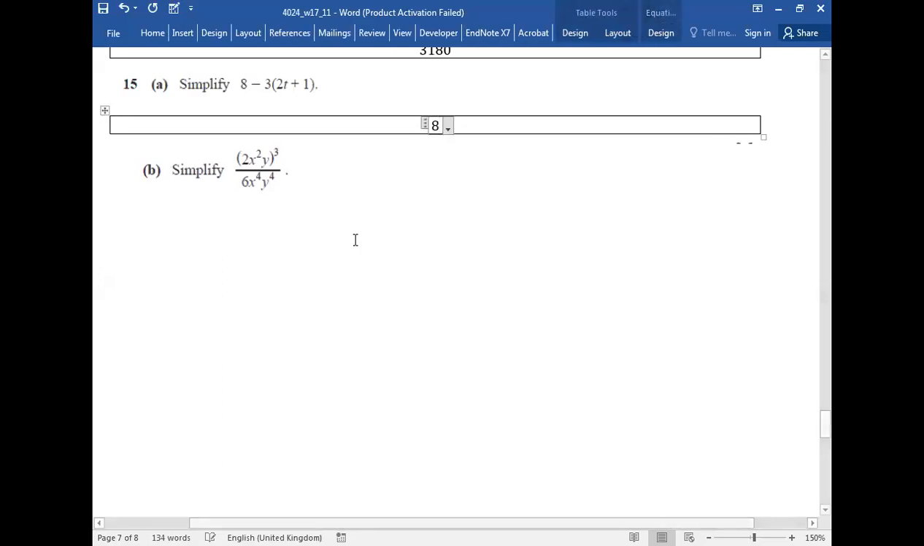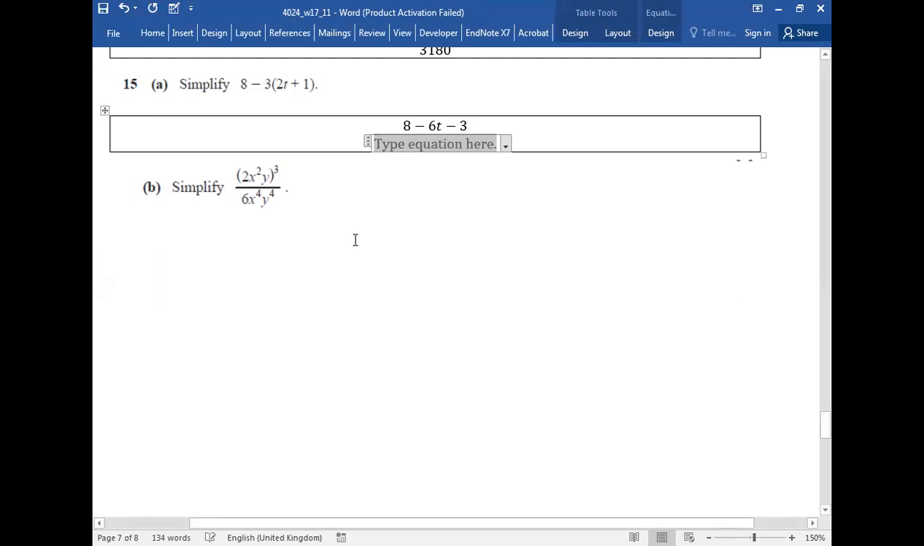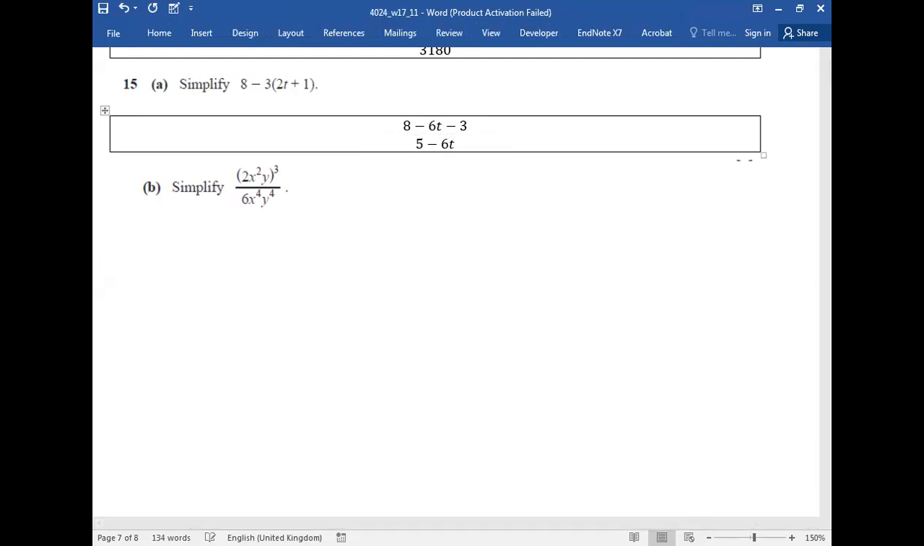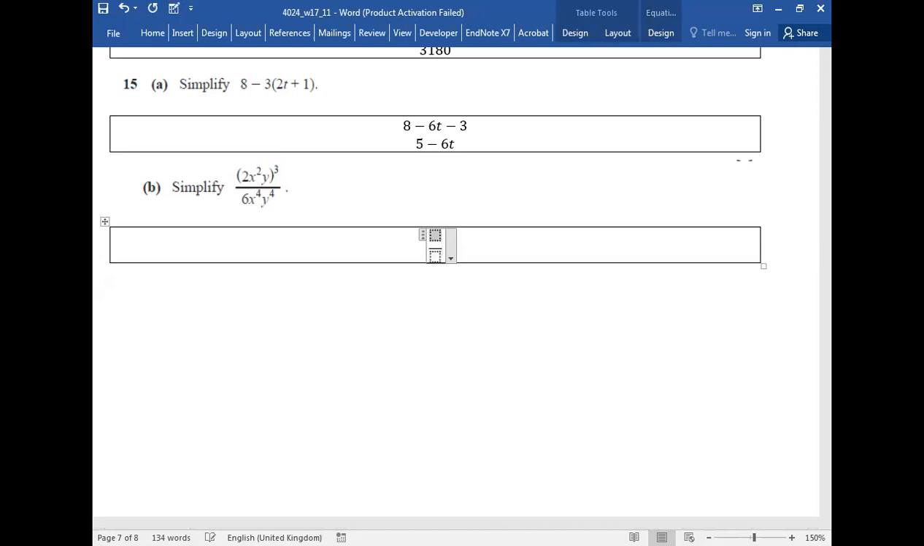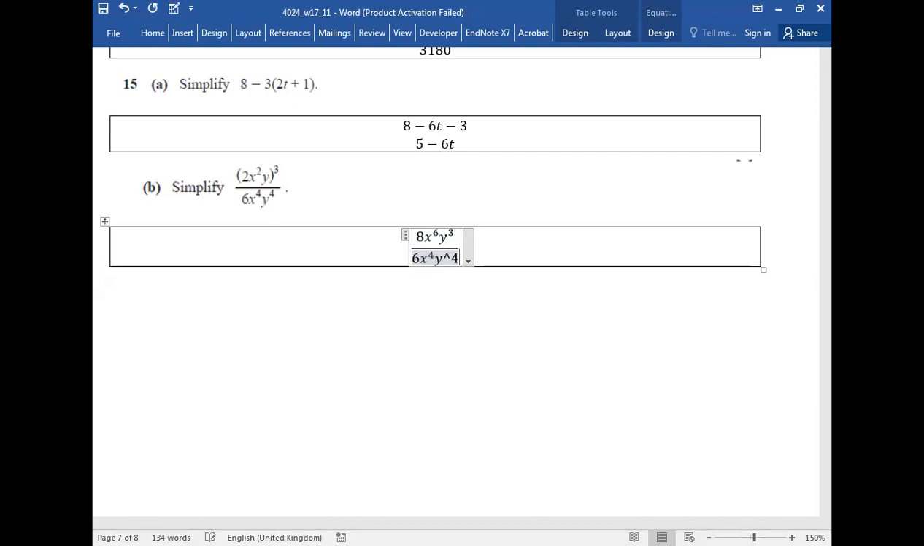Okay, so BODMAS: 8 minus 60 minus 3. 8 and 3 are like terms. 5 minus 60. What about this one? This is a question related to indices. If we cube, then the cube of 2 is 8. The cube of x square is x to the power 6. y to the power 3. 6x to the power 4, y to the power 4.